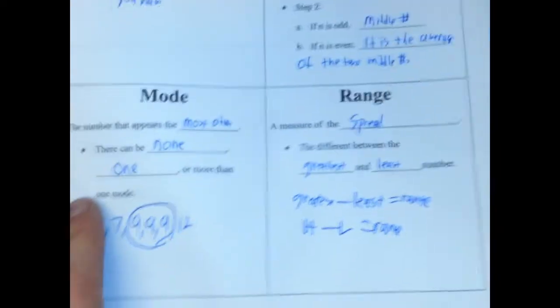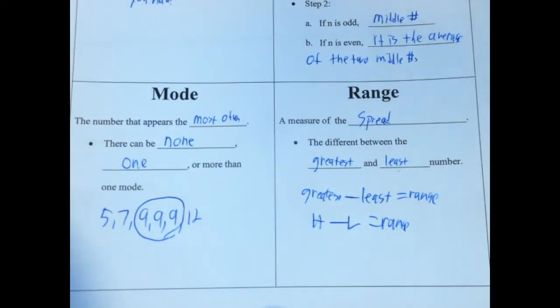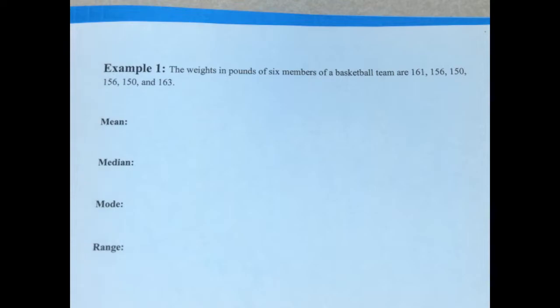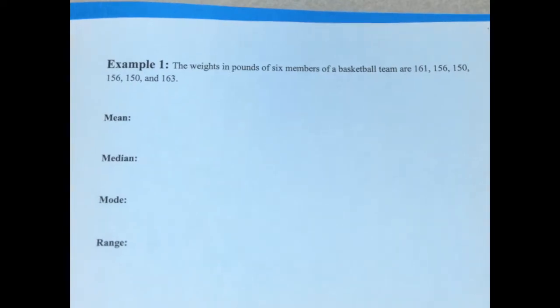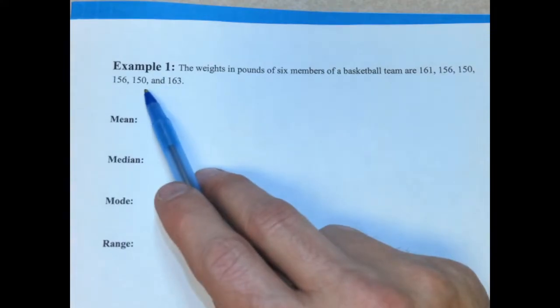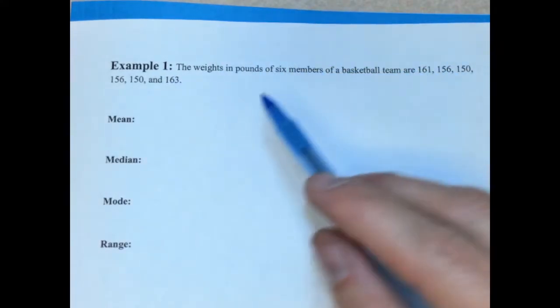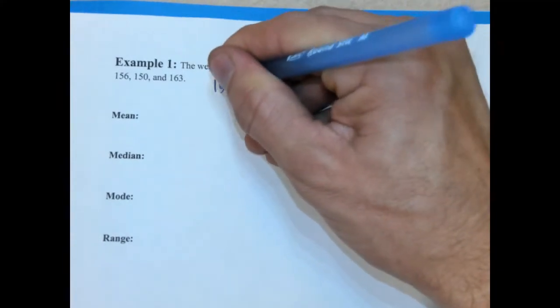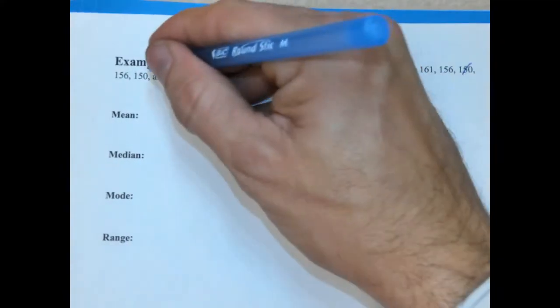Okay, here's an example we can use. All right, so the weights in pounds of six members of a basketball team are 161, 156, 150, 156, 150, 163. So the first thing we want to do is put these numbers in order from lowest to highest. So the lowest number is 150, and it happens twice, I believe.